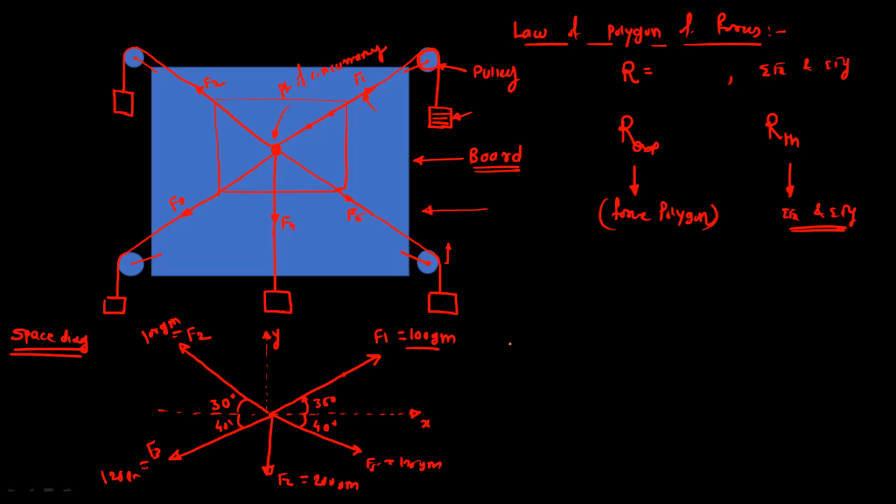Okay. From this space diagram, we have to draw the polygon diagram. So what the law of polygon of forces is: for the concurrent force system, if we represent the forces as the sides of the polygon taken in order, then the closing side of that polygon will represent the resultant. Okay. So we have to first convert these forces, which are in gram or kg, in terms of length.